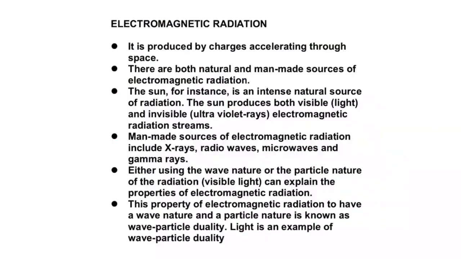Electromagnetic radiation is produced by charges accelerating through space, like we've talked about before. There are natural sources of electromagnetic radiation, and there are also man-made sources. The sun is an intense natural source of radiation. The reason why we are able to see is because the sun produces visible light. And man-made sources of electromagnetic radiation include X-rays, radio waves, microwaves, and gamma rays.